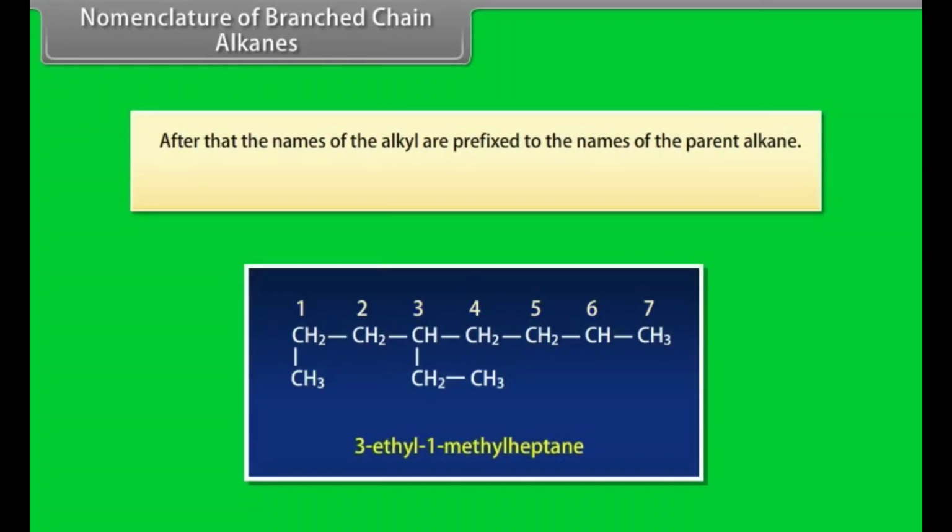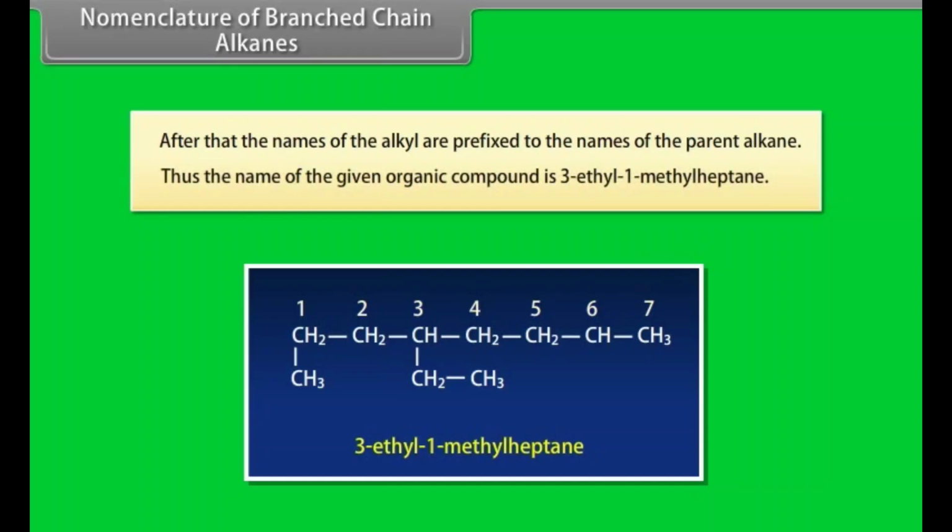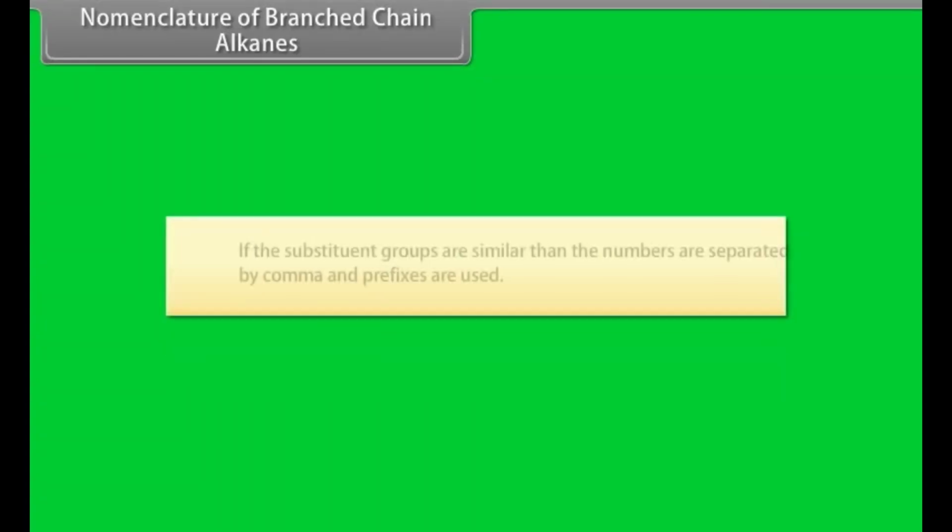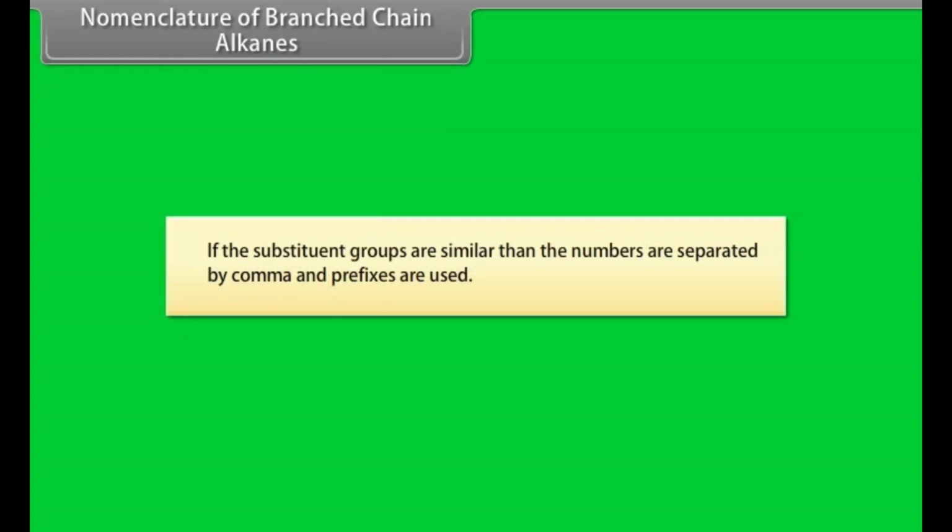After that, the names of the alkyl groups are prefixed to the names of the parent alkane. Thus, the name of the given organic compound is 3-ethyl 1-methyl heptane. Nomenclature of branched chain alkanes. If the substituent groups are similar, then the numbers are separated by commas and prefixes are used such as given below.